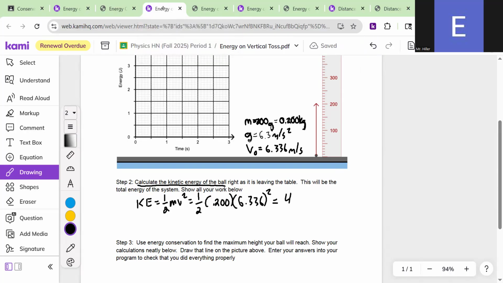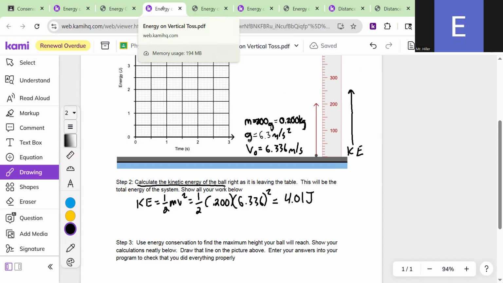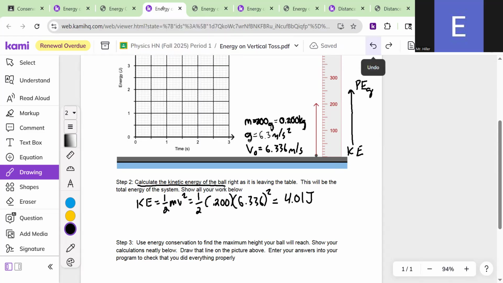All right, I'm getting about 4.01 joules. Keep in mind, what this means is the kinetic energy you start with here transforms, excuse me, into gravitational potential energy at its highest point.